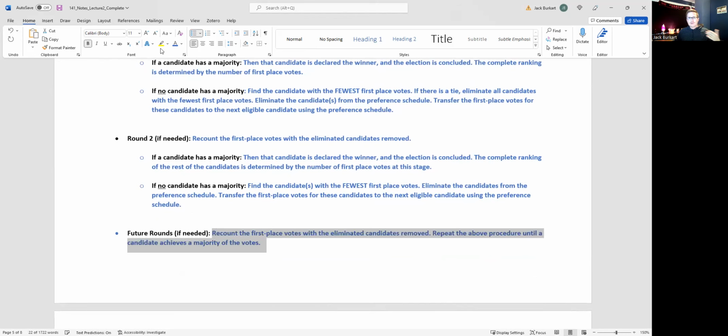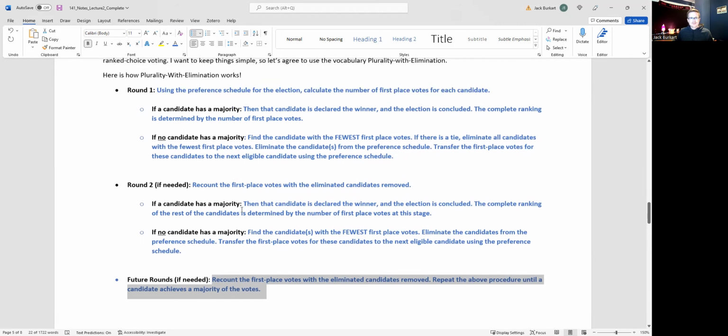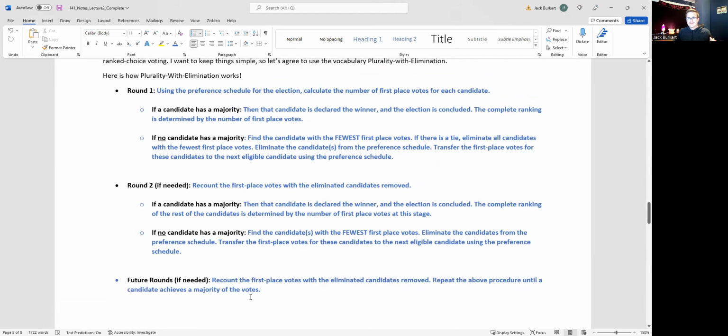This is a procedure that we can repeat and repeat and repeat until a candidate has a majority of the votes. We will recount the first place votes with the eliminated candidates removed, and we will repeat as necessary, eliminating last place candidates until one candidate achieves a majority of the votes. So that roughly right there, you can pause right here if you want to read this more, is how the plurality with elimination method will work.